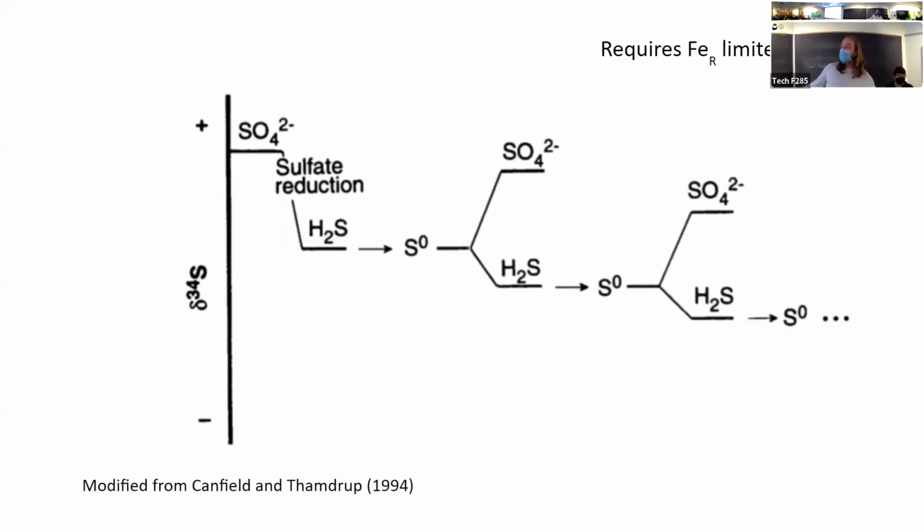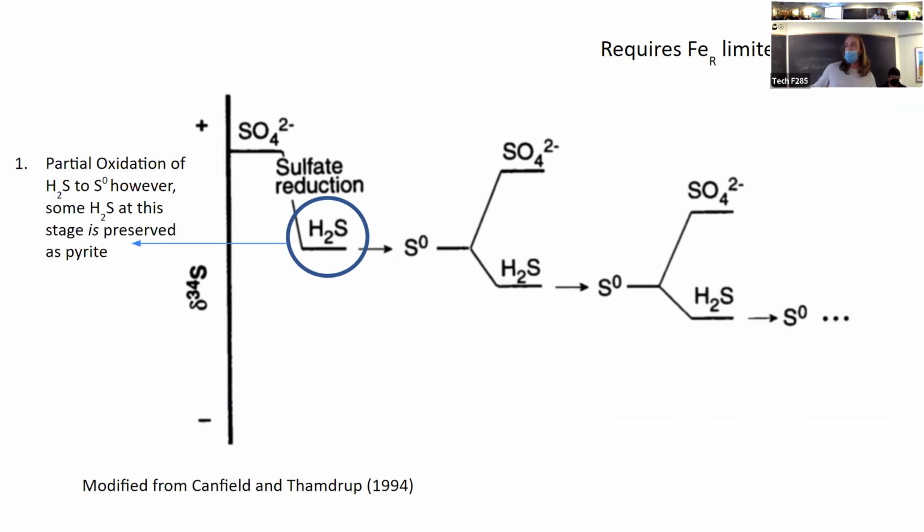And here's one possible explanation. It's going to be a little more clear when I actually have isotopic values for these samples. But if we think about sulfate reduction here, creating H2S, and here's the isotopic value bar, so we're getting more negative going down. Then partial oxidation of H2S to elemental sulfur, creating pyrite there as a byproduct, right?